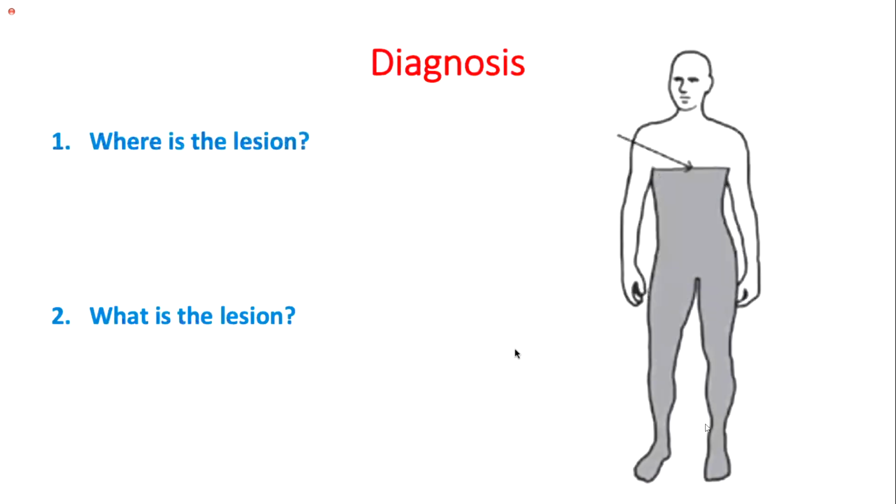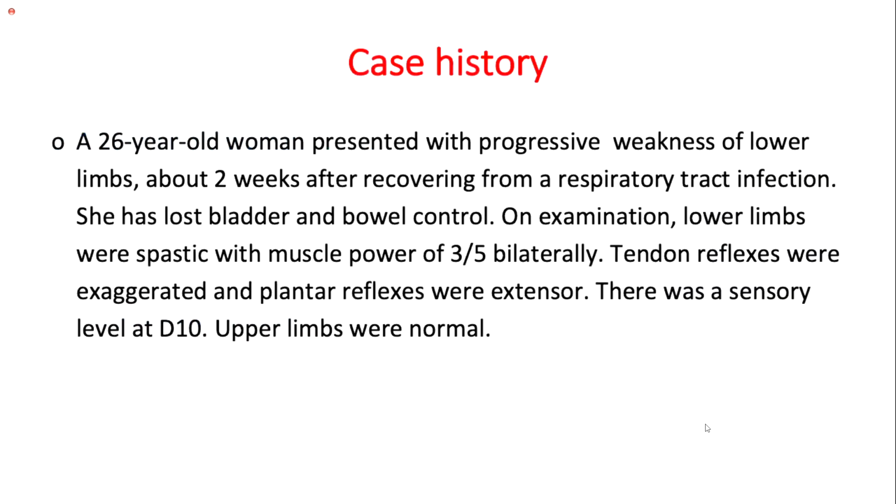So the question about the diagnosis. Now, you have already learned that a neurological diagnosis has only two components. We need to answer only two questions. That is why neurology is easy. Where is the lesion and what is the lesion? Okay, now from the information that you have, can someone tell me where exactly the lesion is? I have given you adequate information for you to tell me where the lesion is.